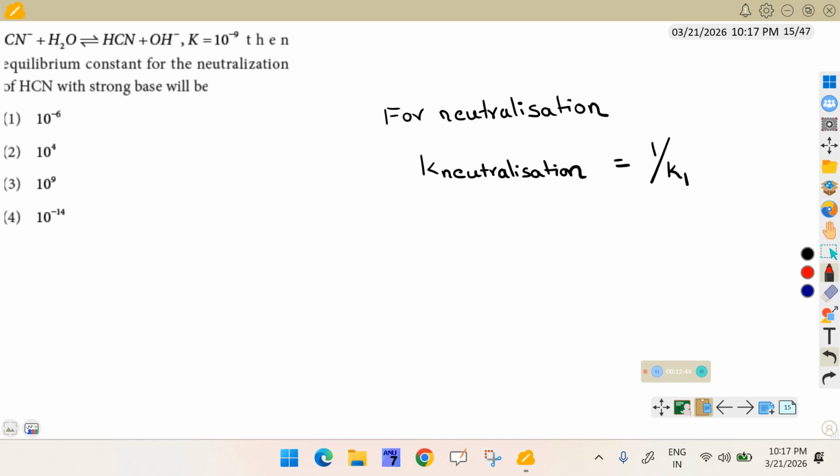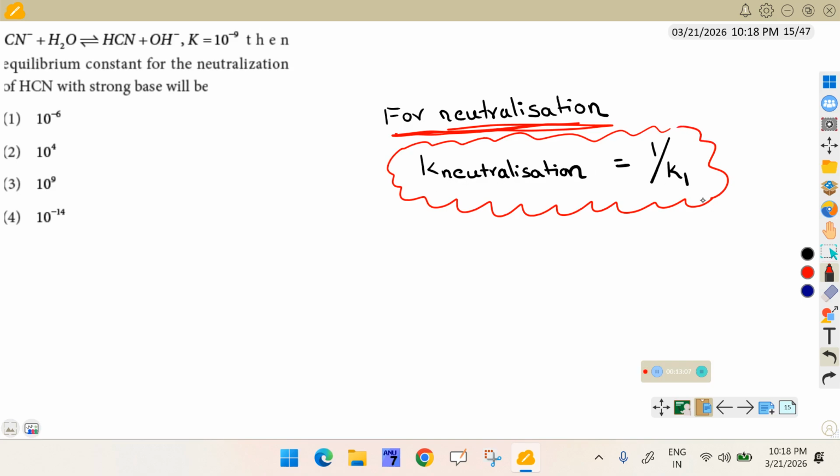CN minus plus H2O gives rise to HCN plus OH minus. K value is 10 power minus 9. Then the equilibrium constant for the neutralization of HCN with strong bases. For neutralization, the equilibrium constant is calculated using this formula: K neutralization is equal to 1 by K1, where K1 means the given value of K. 1 by the given value 10 power minus 9 is equal to 10 power 9. The correct option is the third option.